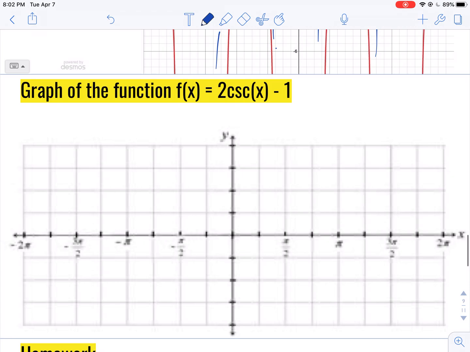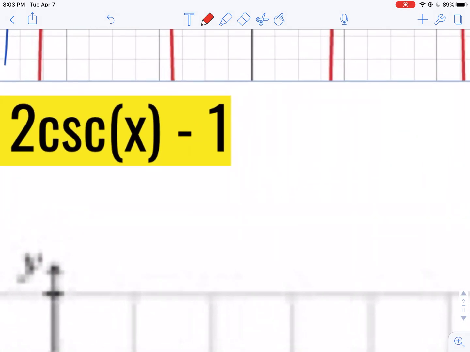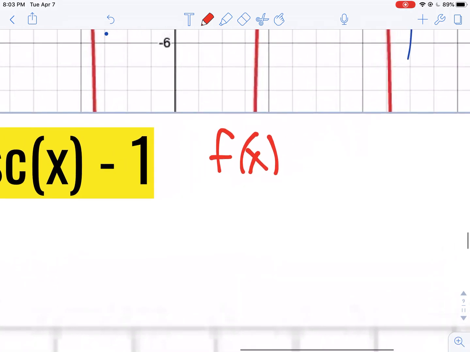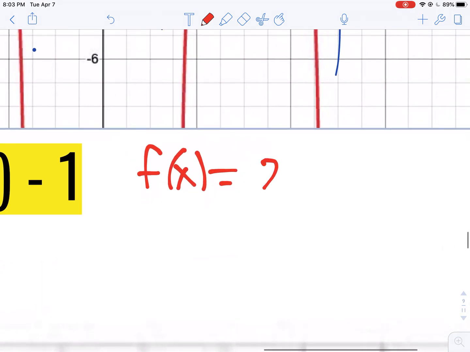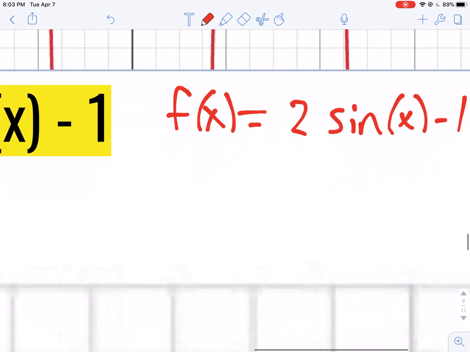Now finally, this is our last example. I'm going to graph the function f of x is equal to 2 times the cosecant of x minus 1. Well, since I'm thinking about 2 times the cosecant of x minus 1, I'm actually just going to reciprocalize 2 times the sine of x minus 1. So I'm going to go ahead and graph 2 times the sine of x minus 1 first.